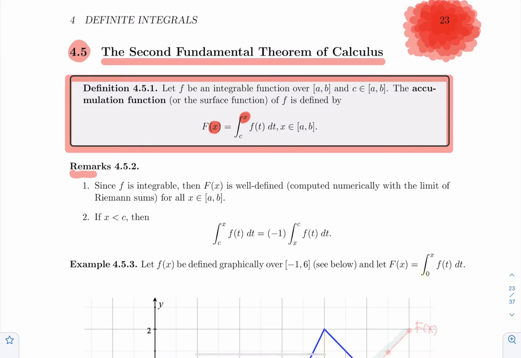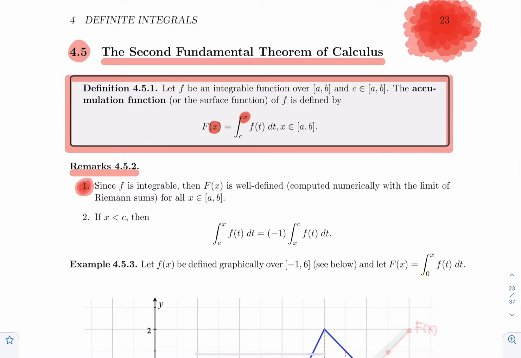Two remarks for the surface function. First, because small f is integrable, big F is well defined in the sense that you can compute it and it's always going to give you a unique value. But of course, maybe the way you're going to compute that output is going to be through suffering, maybe by computing the limit of a Riemann sum. But there's always a unique output for any x as long as you're within the interval.